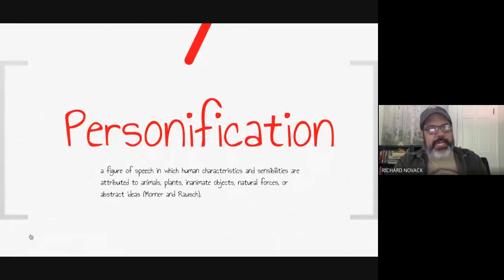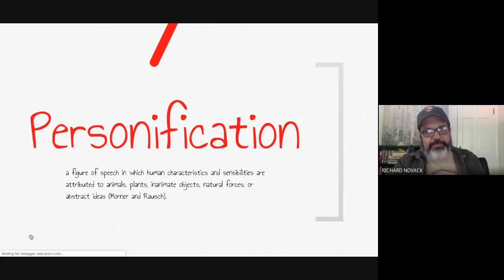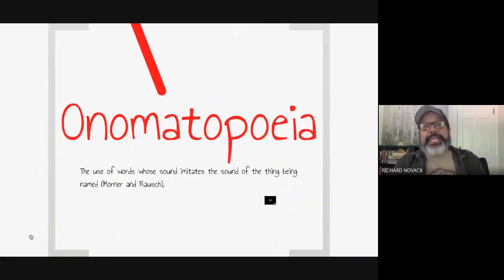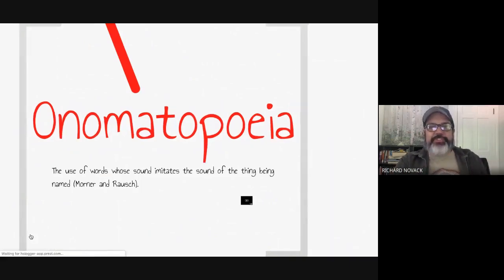So we know lots of types of figurative language. Personification, for example, is a figure of speech in which human characteristics are put upon animals, plants, and inanimate objects. We might talk about a tree that is weeping or crying in the wind, right? Trees don't literally cry. We personify that. Onomatopoeia, that's where we are using the sounds of the thing that the word describes in the actual word. So bam is a word and it sounds like the thing it is.